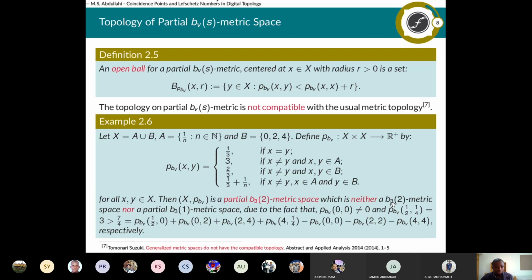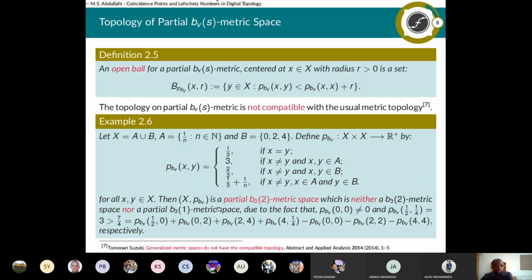So this also is not a B3 2 metric space, and it is not a partial B3 1 metric space. Why is that? It is because in the first case, the distance between the point 0, 0 is not 0. If it is 0, then we will say it is a B3 2 metric. But since it is not 0, it is not a B3 2 metric space. And also, the reason why it is not a B3 1 metric is because it fails to satisfy the triangular inequality analog of this definition.